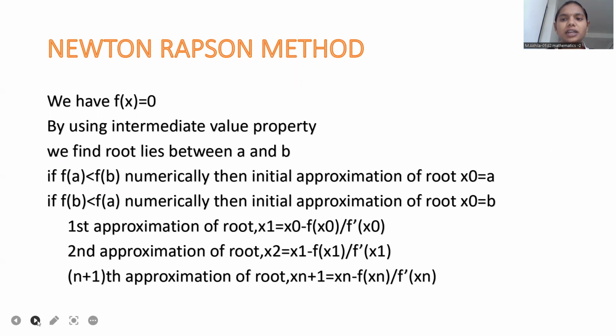Let us take a function f(x) = 0. By using the intermediate value property, we can find the root lies between a and b. If f(a) is less than f(b) numerically, here we do not consider any signs before f(a) or f(b), then the initial approximation of the root x0 = a. If f(b) is less than f(a) numerically, then the initial approximation of the root x0 = b. How to apply the Newton-Raphson method?